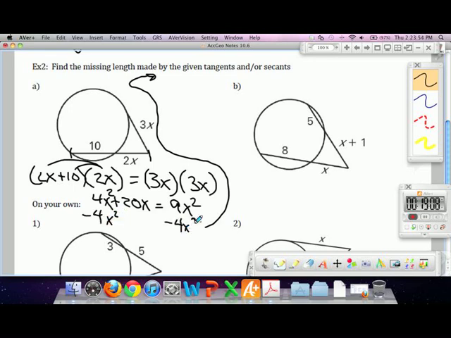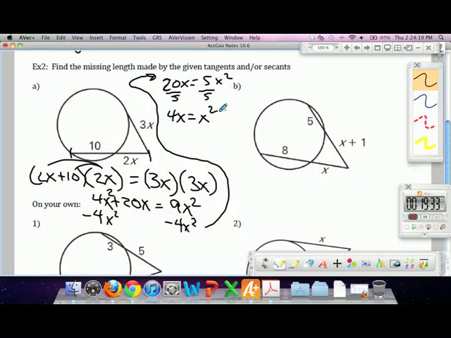So we get what? 2x... 20x equals 5x squared. Sure, we can divide by 5 if you want. You get 4x is x squared.